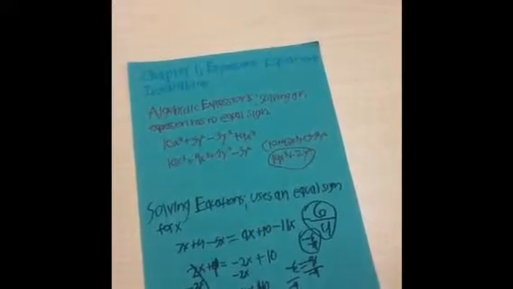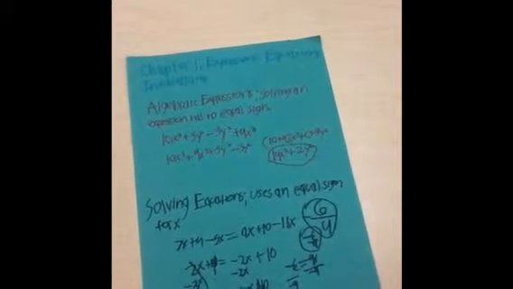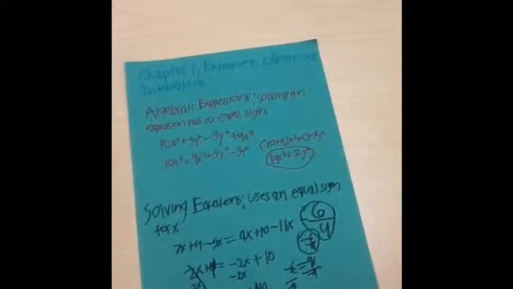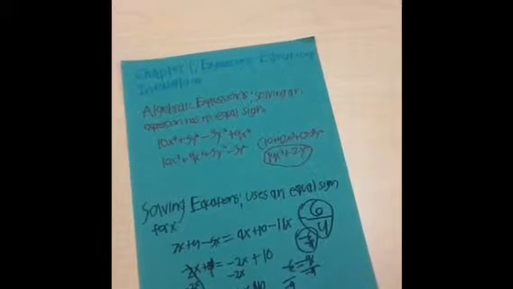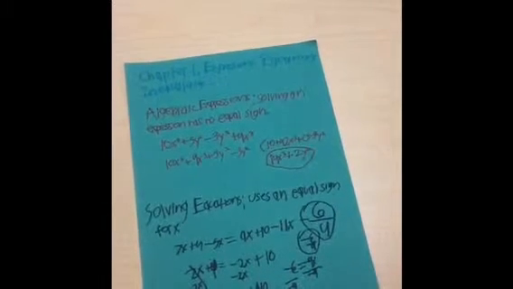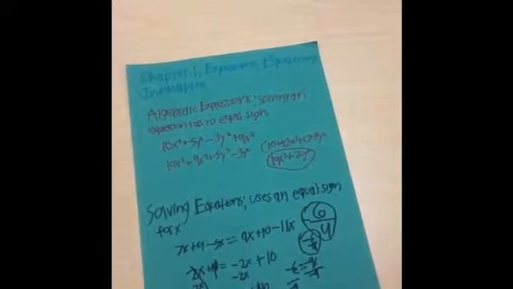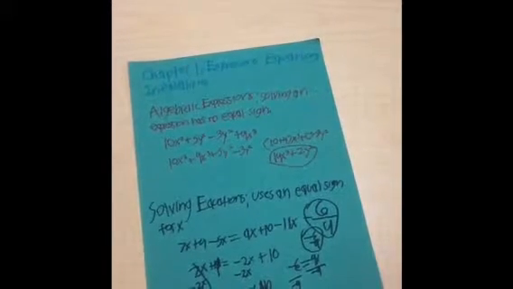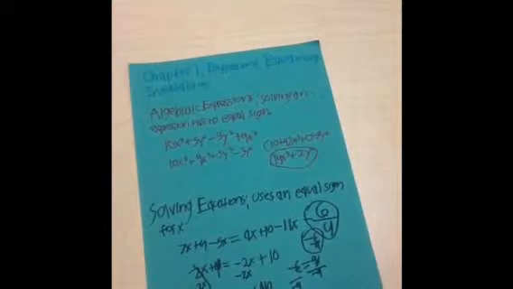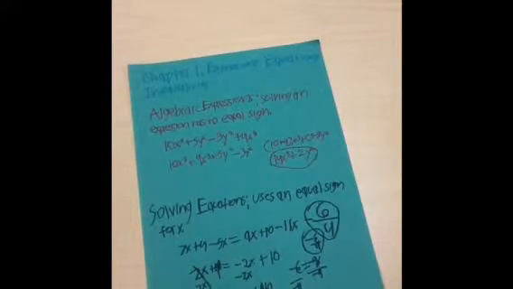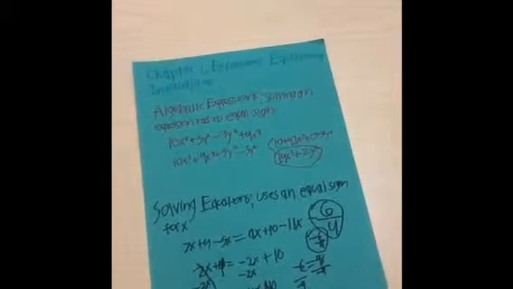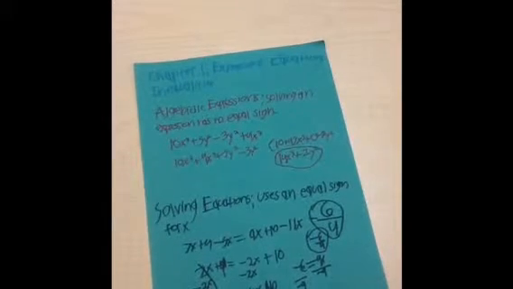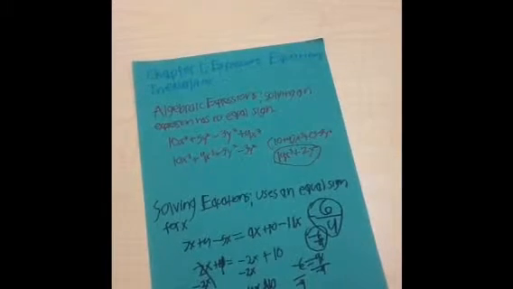An algebraic expression is an expression that has no equal sign. For example, 10x cubed plus 5y squared minus 3y squared plus 4x cubed. First thing you do is combine the like terms of the expression. So 10x cubed plus 4x cubed plus 5y squared minus 3y squared.